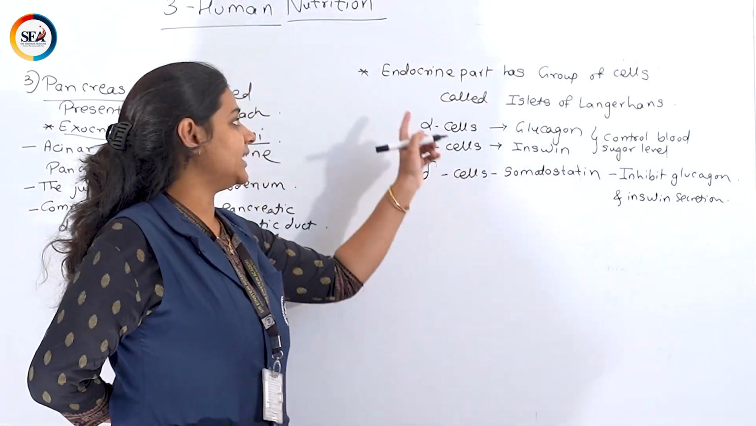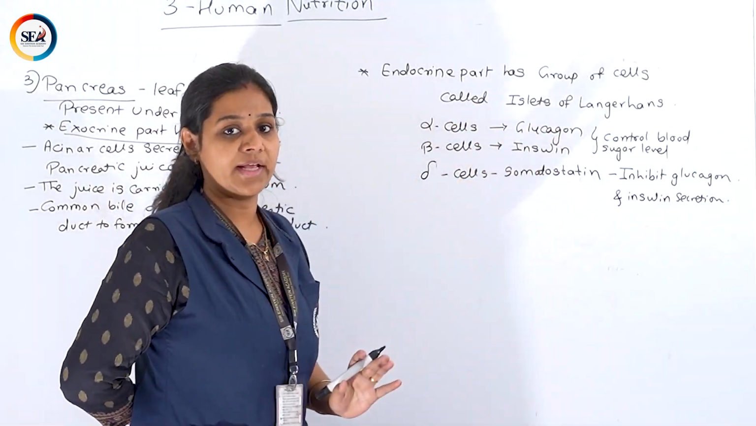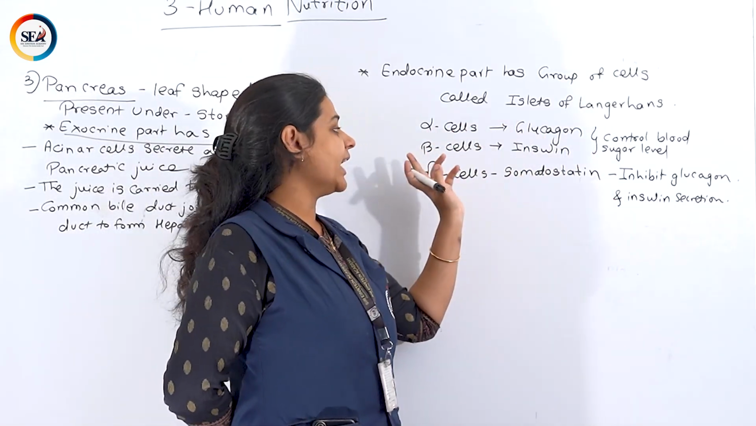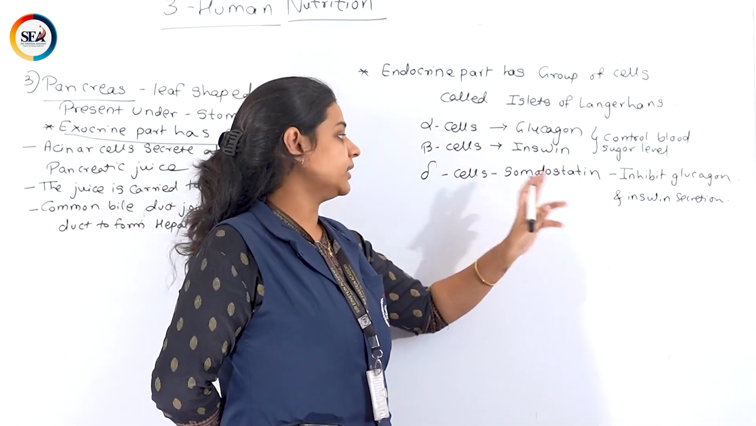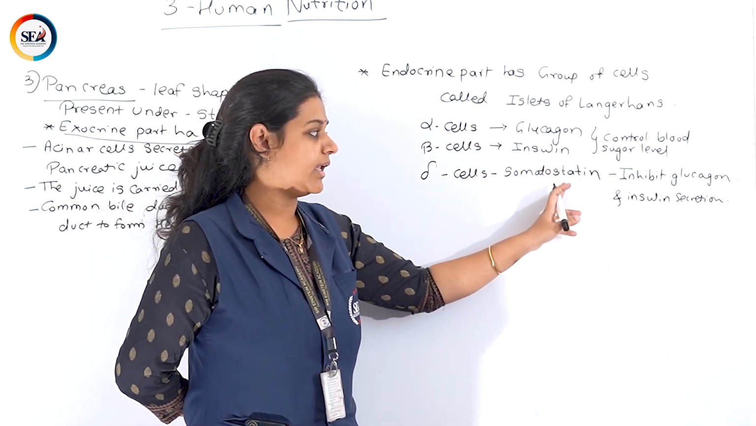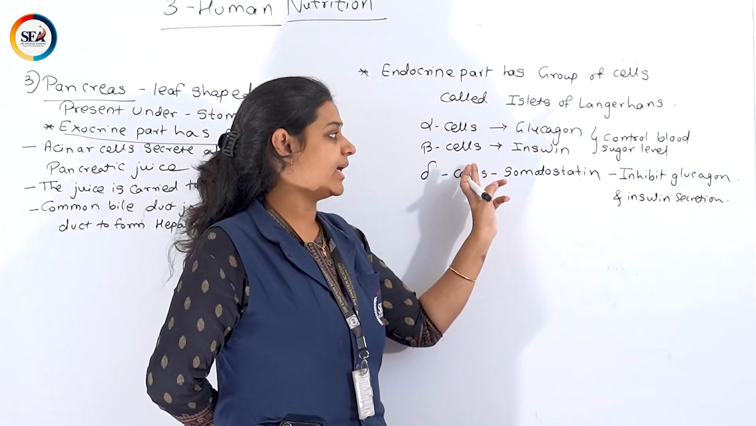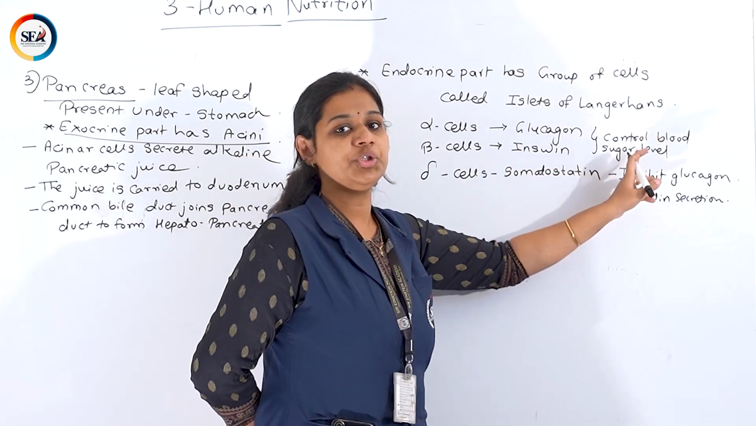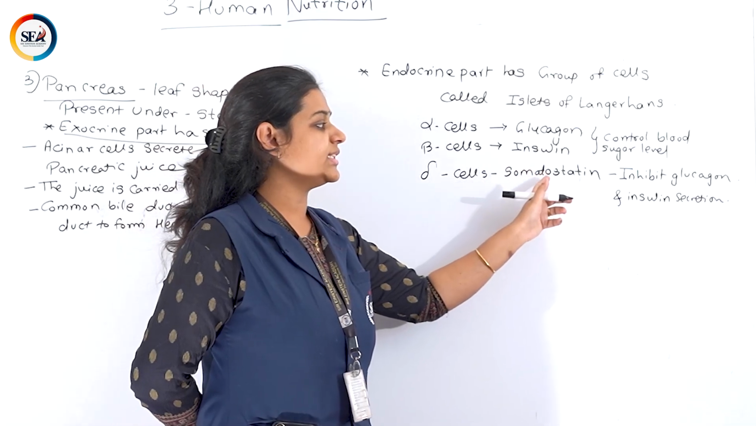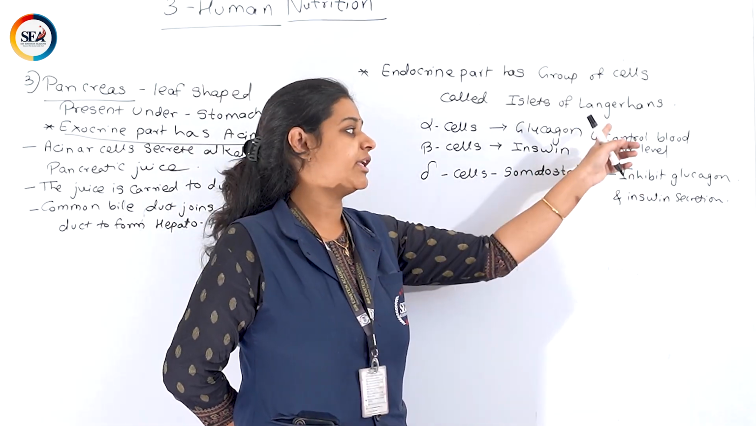The second part, that is the endocrine part of pancreas, has a group of cells which are called the islets of Langerhans. Total 3 types of cells are present. Alpha cell secretes glucagon, second is beta cell which secretes insulin, and third type are the delta cells which secrete somatostatin. Alpha cell and beta cell secretions control the blood sugar level, that is glucagon and insulin control the blood sugar level. But somatostatin inhibits glucagon and insulin secretion, that is it stops the secretion of these two.